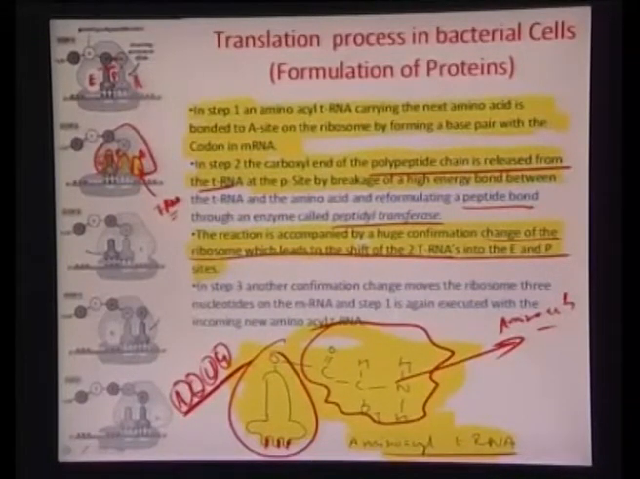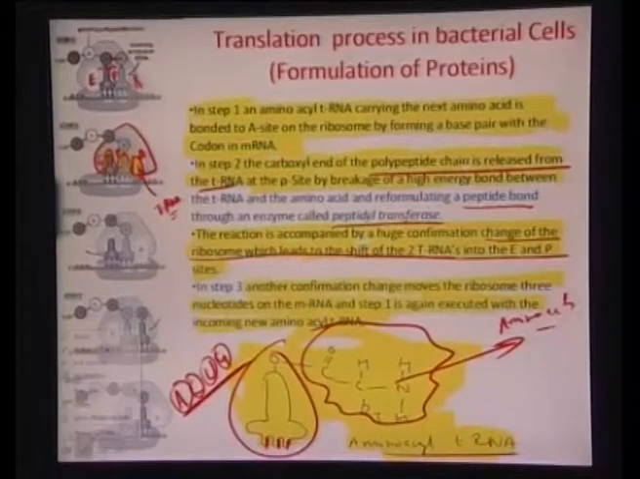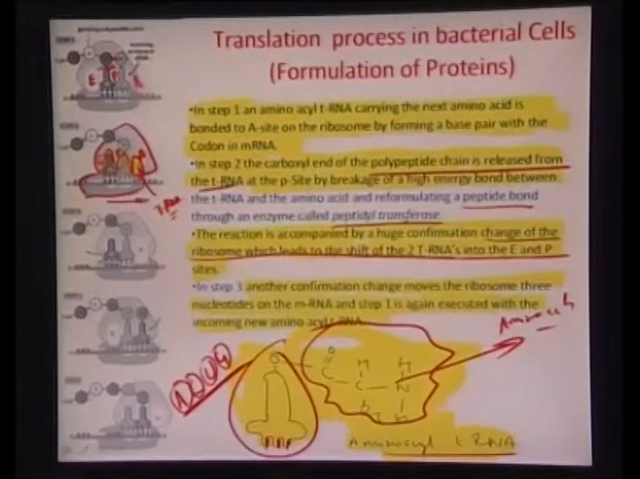Now in the following step there is another conformation change which moves the ribosome 3 nucleotides on the mRNA, okay, and essentially what you are doing is this lower group, if you see here, the lower part of the jaw, is shifting in this direction and it changes by 3 groups, and the 3 next groups are inducted inside here, okay.